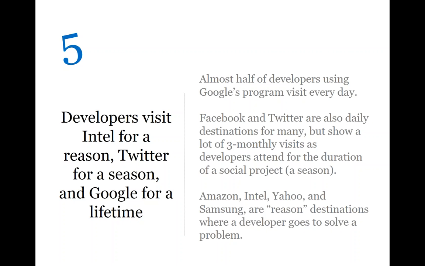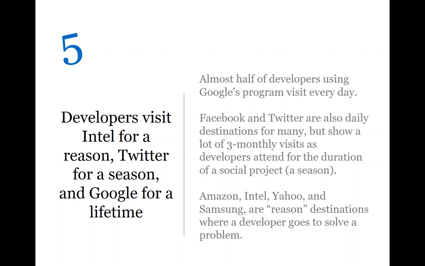If we look at that, we see that half of those who use Google's program are visiting every day. So a lot of developers, like 47%, I think it's on the next slide, of those who visit Google come every day, which is a huge proportion. For Google, that's very powerful, because that means they can use that developer program to reach out to those developers, to keep them updated, and to recruit them to new projects and purposes. So there's a great communication channel there where you've got people back every day. Facebook and Twitter are daily destinations for many, but a lot of 3-month visits. And as we talked about, this is attending for the duration of a social project, a season.